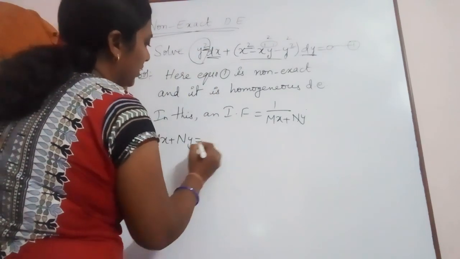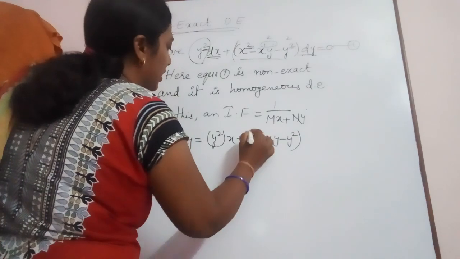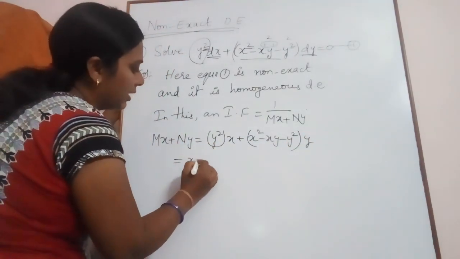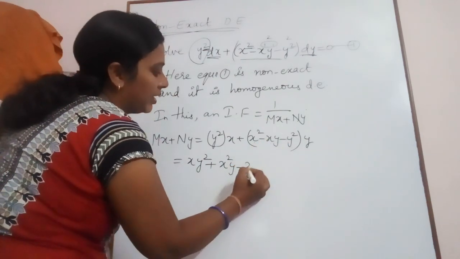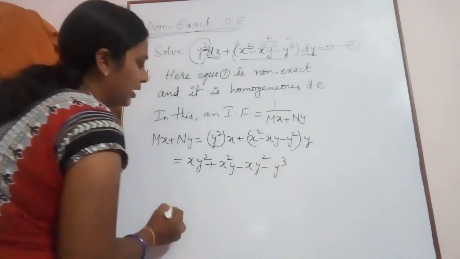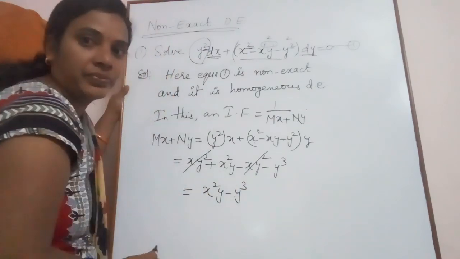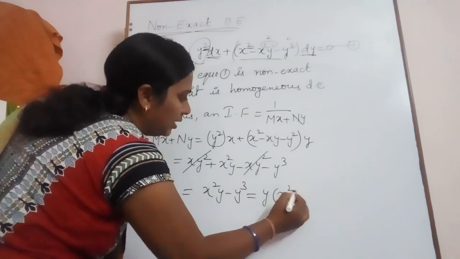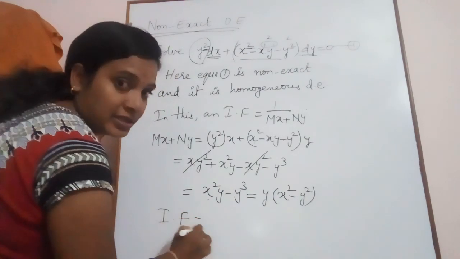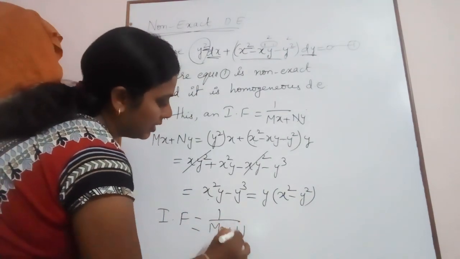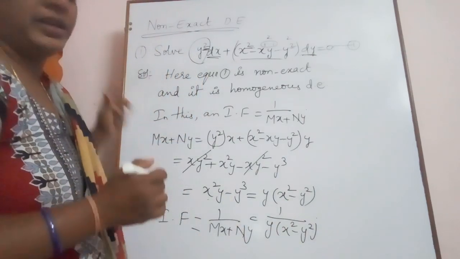What is the M function? Y square is M. Y square into x plus N, which is x square minus xy minus y square, into y. It is equal to xy square plus x square y minus xy square minus y cube. Here plus xy square minus xy square get cancelled. It is equal to x square y minus y cube. In these two terms, taking y common, the remaining terms are x square minus y square. Here the integrating factor is equal to 1 by Mx plus Ny, which is 1 by y into (x square minus y square). This is the integrating factor.